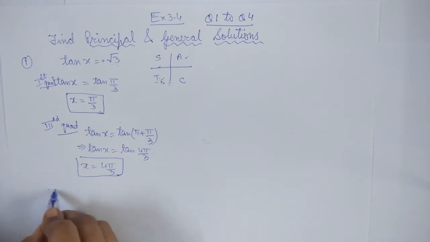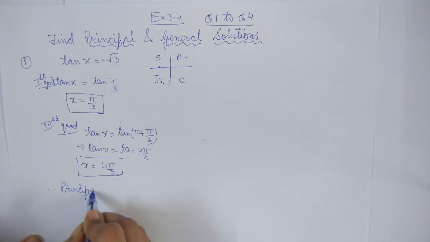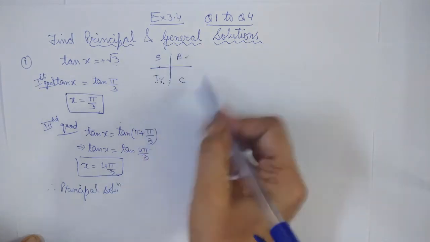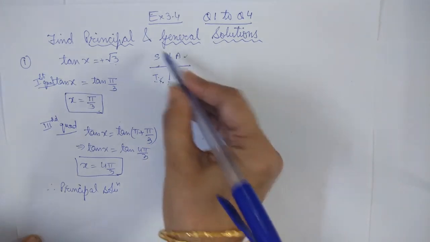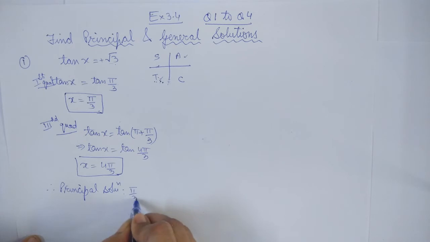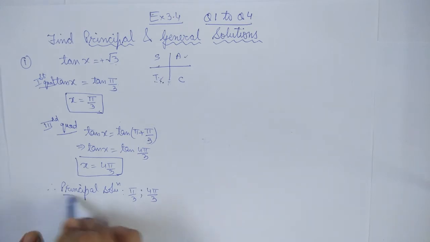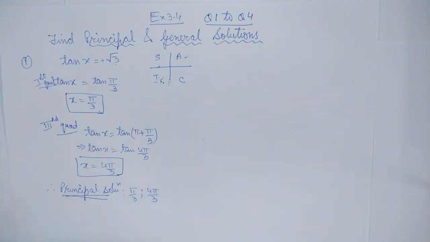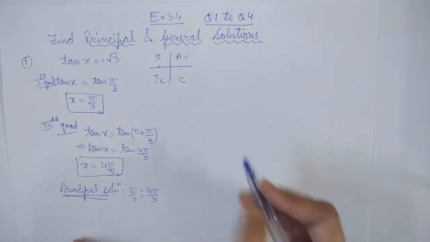Therefore, the principal solution, since it lies from 0 to 360 degree, is pi by 3 and 4 pi by 3. This is the principal solution. Okay, now come to the general solution.